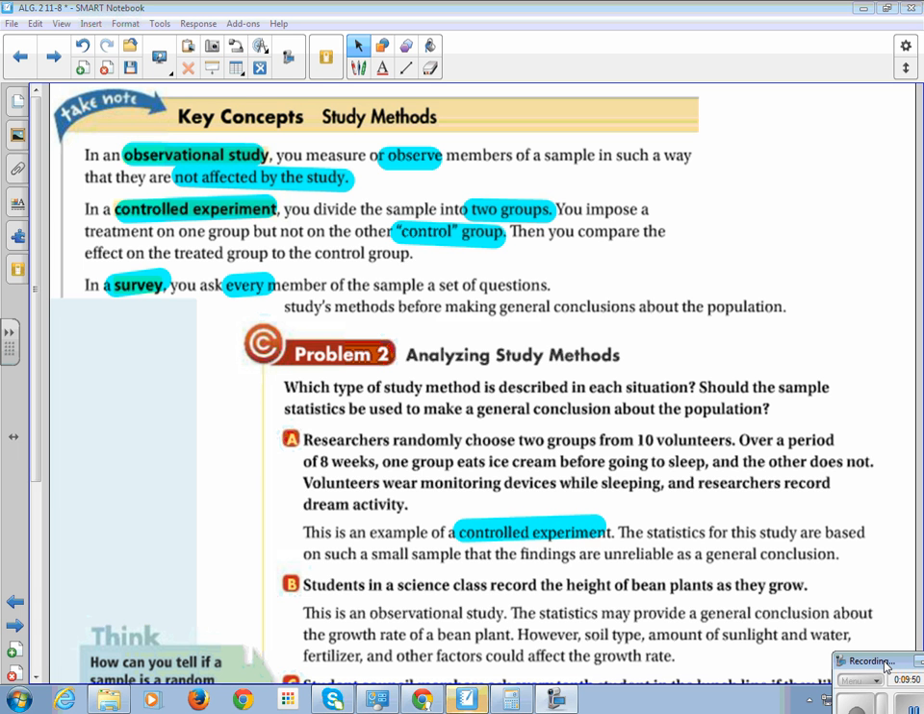The statistics for this study are based on such a small sample that the findings are unreliable as a general conclusion. They only have 10 volunteers and they split those into 2 groups. That's 5 people per group. It's not a big sampling size.